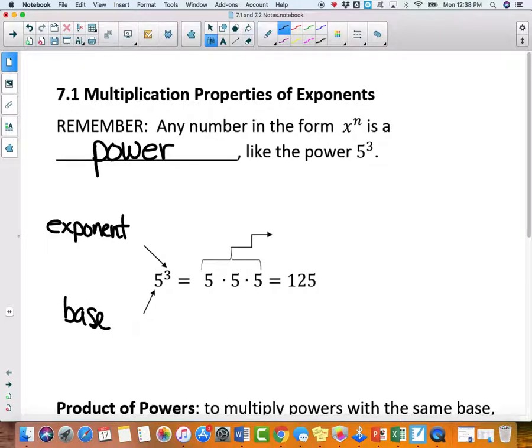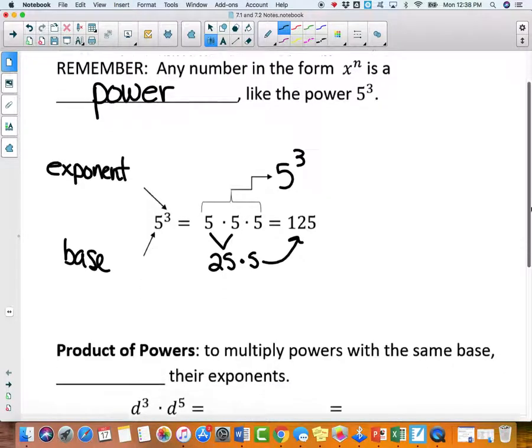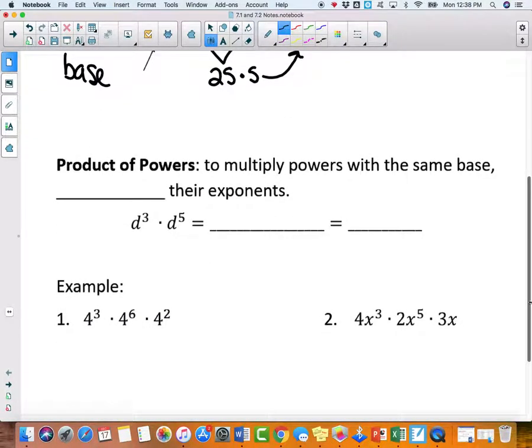So 5 to the third power can be expanded to 5 times 5 times 5. We write it as an exponent, but it actually equals 125, because 5 times 5 is 25, times 5 more is 125. Now there are several properties that follow exponent rules. One of them is the product of powers. To multiply powers with the same base, you just add the exponents.